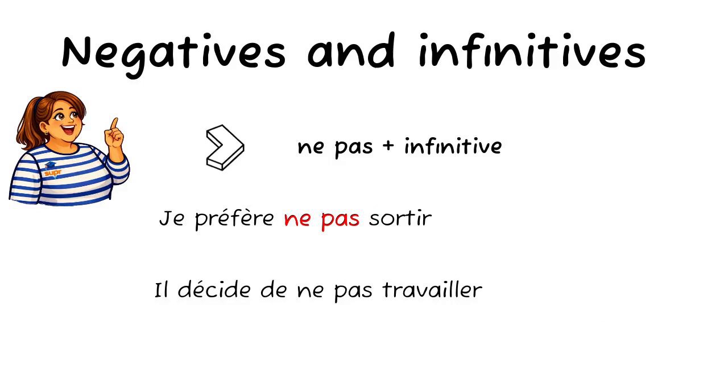Again, with this one, il décide de ne pas travailler. He decides to not work. Because it's the working that we are negating, which is travailler, the infinitive, our ne pas go together before the infinitive.